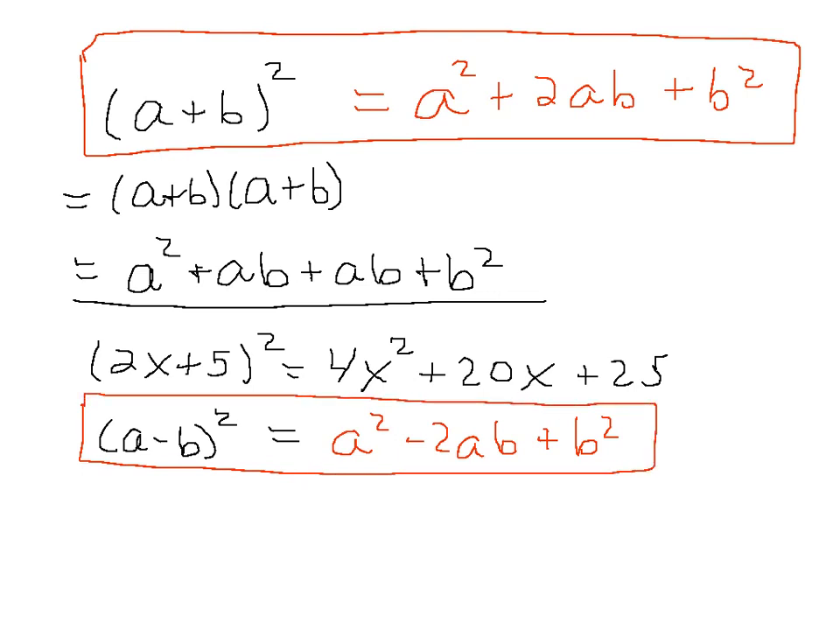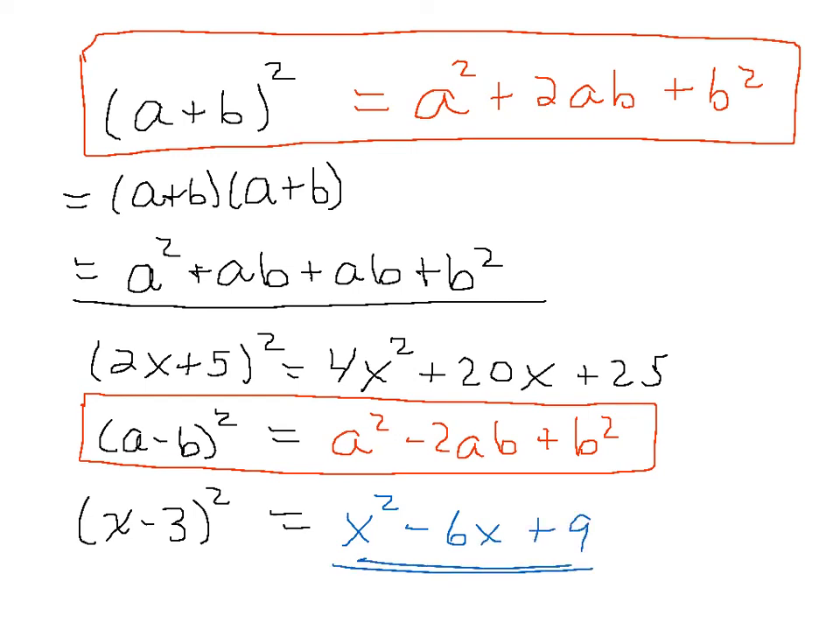And so as an example here, if I had x minus 3 squared, well, that's going to equal the first term squared, then twice the product of the two. Well, x times a minus 3 is minus 3x, doubled is minus 6x, and then plus 9. And if ever you have any confusion with this, just take x minus 3 and multiply it by itself. In other words, x minus 3 times x minus 3, and use FOIL, and you'll get the same result.